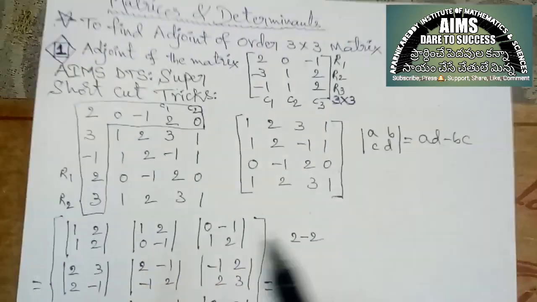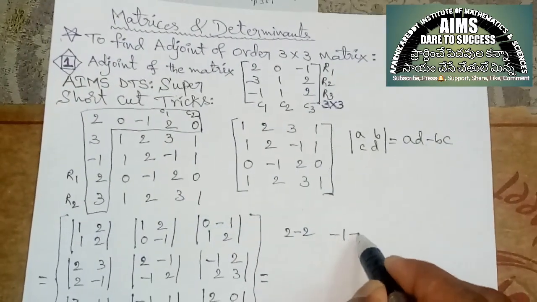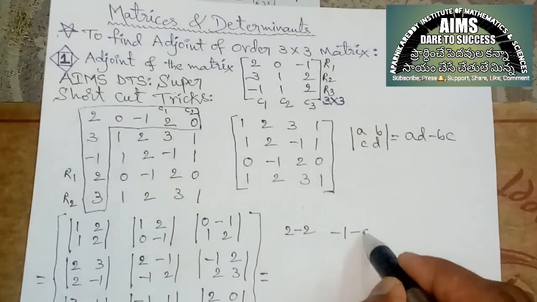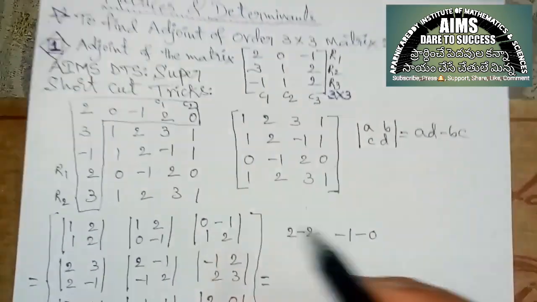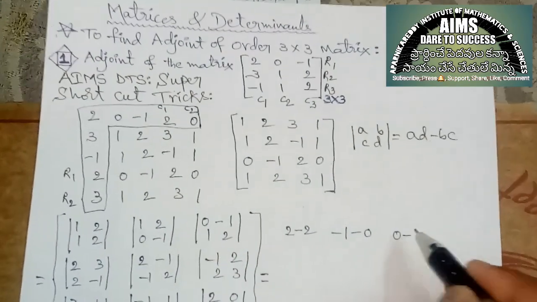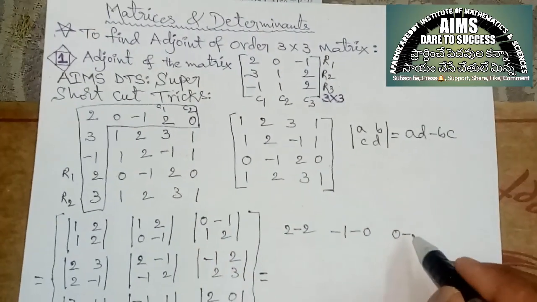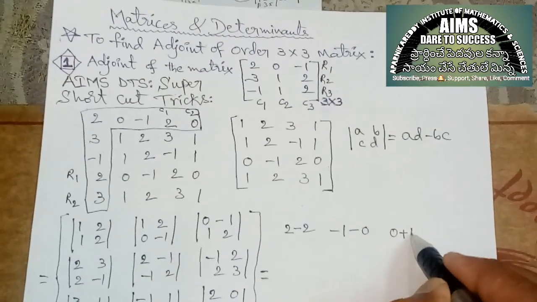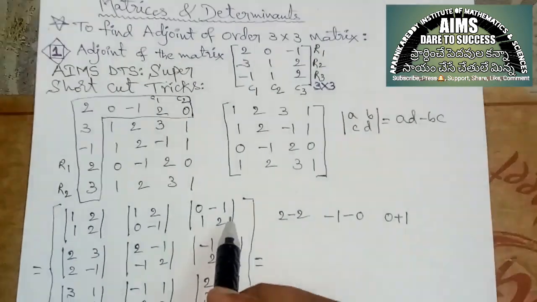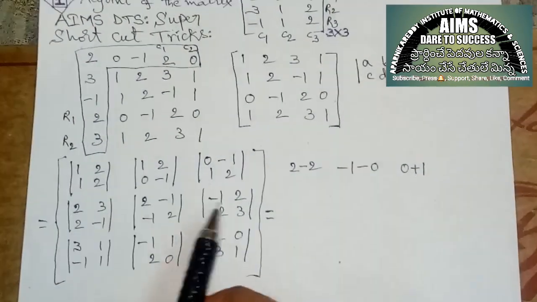After that, 1 into minus 1 is minus 1. After that minus BC: 0 into 2 is 0. After that, 0 into 2 is 0, minus BC: 1 into minus 1 is minus 1. Minus of minus, plus 1. First row completed. Then I want to go to the second row.